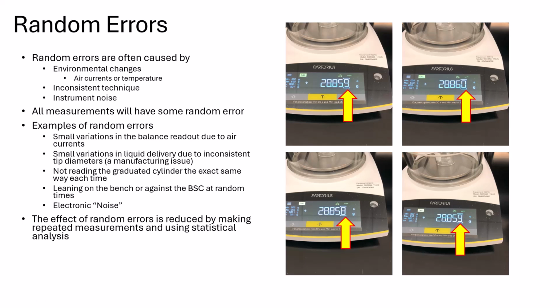And you guys can see some of the other errors that I put in here. We can have errors due to inconsistent tip diameters. You get what you pay for: micropipette tips and serological pipettes. If you don't read the graduated cylinder correctly, remember parallax error, right? Even sometimes leaning on the bench with the balances can affect the weight, all right? And then there's electronic noise. So again, we reduce the effect of random errors by making repeated measurements, triplicates, ideally, at least in my lab, and by using statistical analysis.